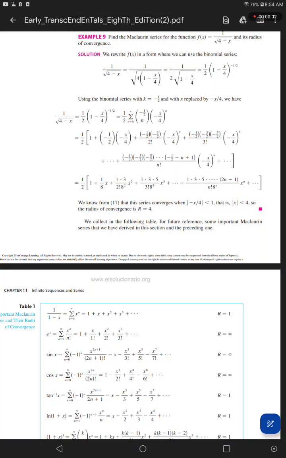Example 9. Find the Maclaurin series for the function f of x equals 1 over the square root of 4 minus x, and its radius of convergence.